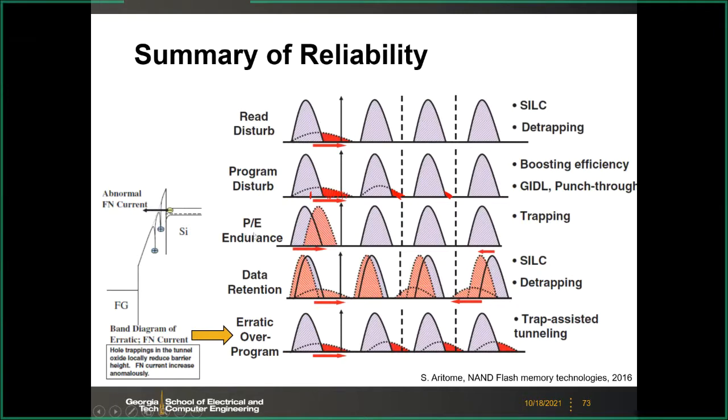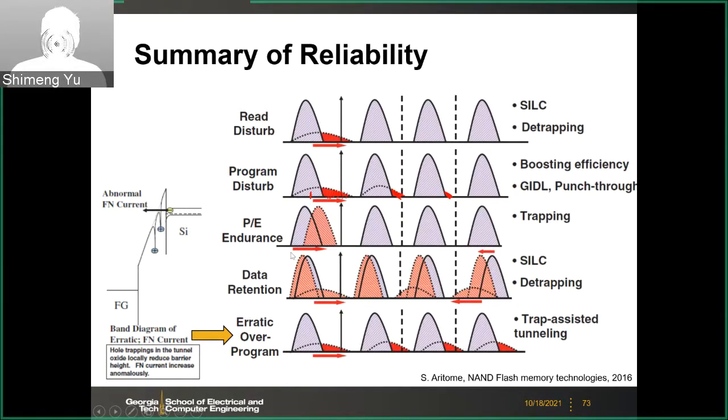And the endurance, as we discussed before, is mostly affected by the electron trapping in the tunnel oxide, and this will effectively increase not only the tail, but also the mean value of the erased state VTH. So you will see a shift of this distribution, because you cannot get rid of all the electrons out from the tunnel oxide. Effectively, the VTH mean value will increase.